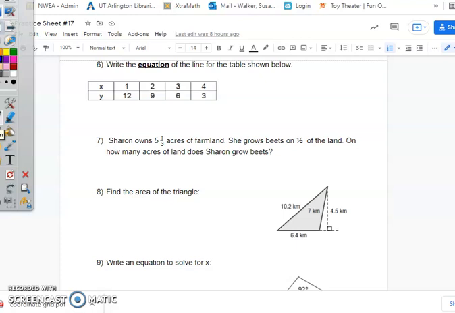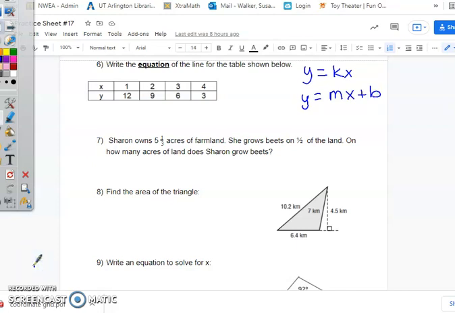Hey guys, we are going to finish up practice sheet 17. So number 6, I know most of you are doing very well on this. It says write the equation of the line for the table shown below. So over here I'm going to write our two equations that we know, y equals kx and y equals mx plus b. Okay? So we have to figure out which equation we're going to use, right?